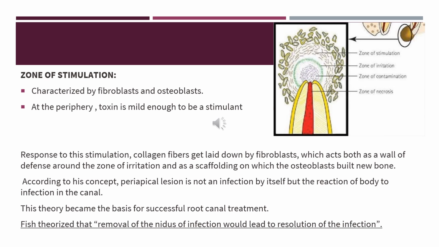In response to this stimulation, collagen fibers get laid down by fibroblasts, which act both as a wall of defense around the zone of irritation and as a scaffolding on which the osteoblasts build new bone. According to his concept, periapical lesion is not an infection by itself but the reaction of the body to infection in the canal. This theory became the basis for successful root canal treatment. Fish theorized that removal of the nidus of infection would lead to resolution of the infection.